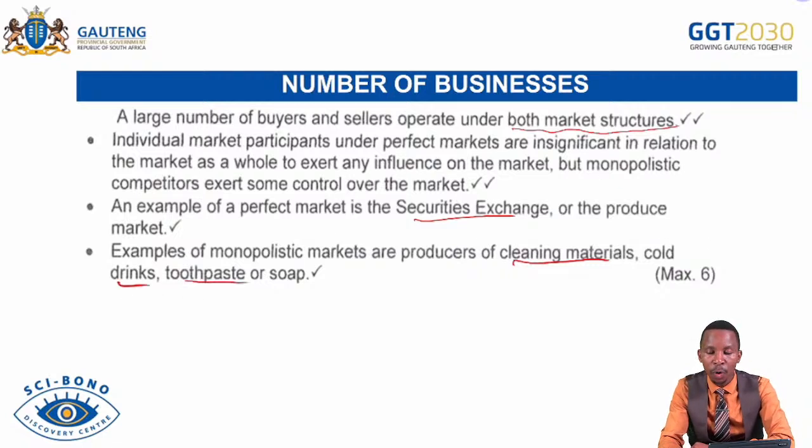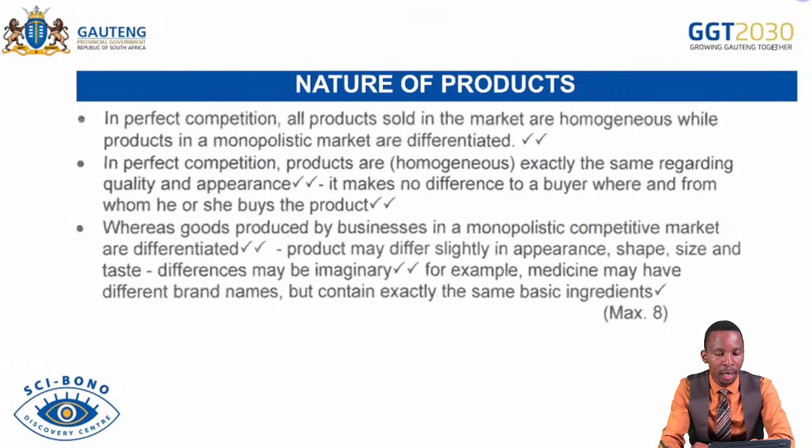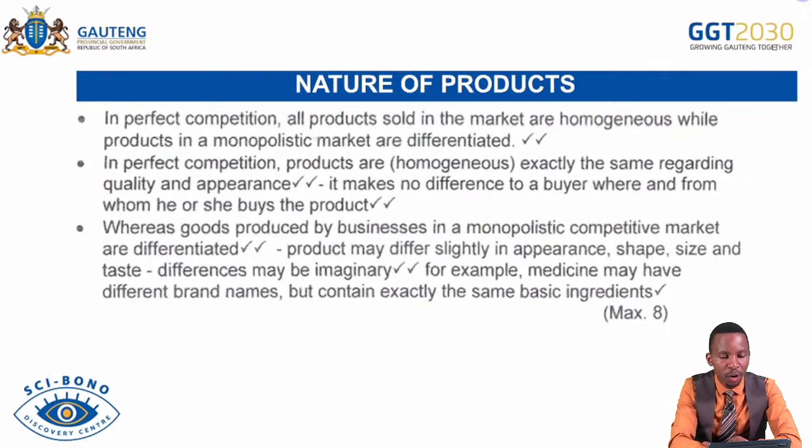So this one was only for 6 marks. We continue with nature of products. In perfect competition, all products sold in the market are homogeneous, while products in the monopolistic market are differentiated. So under perfect market, goods are identical or similar or homogeneous. Under monopolistic, they are differentiated.